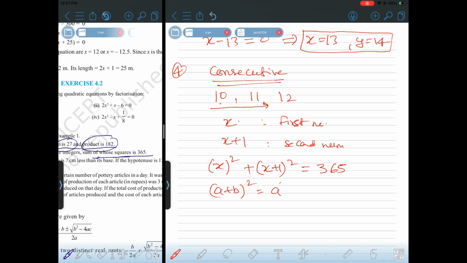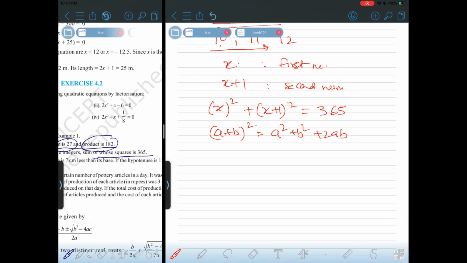Now we can solve this because this is basically a plus b whole square, which we know is a square plus b square plus 2ab. Expand this: x square plus x square plus 1 plus 2x is equal to 365. Combine similar terms, so x square and x square becomes 2x square. Then 2x square plus 2x plus 1 minus 365 is equal to 0.